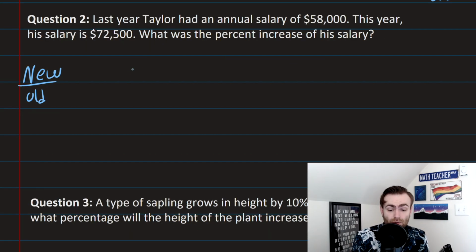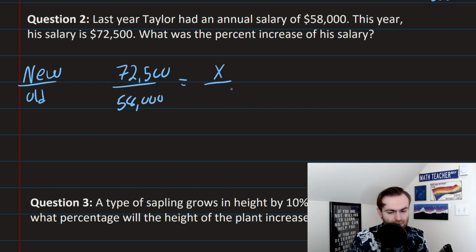In this case, new would be 72,500. Old would be 58,000. And this would be equal to some percentage over 100. It's going to be over 100% because we grew, which makes sense. Can we help ourselves out here? Well, I do see that we have 2 zeros in both the numerator and denominator, so we can go ahead and cancel those. And that leaves us with 725 over 580.